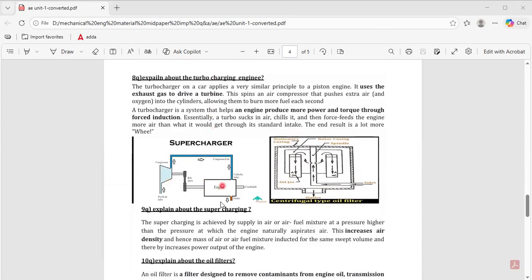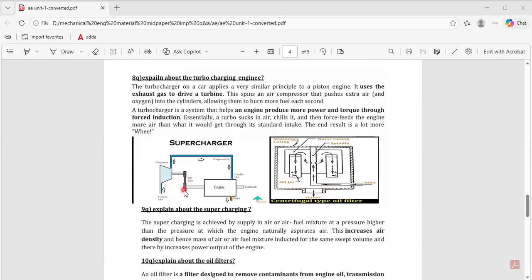Simply, this is the turbocharger or supercharger which is used here. You can see that fresh air is coming here. It is compressed, and only after that is it sent to the engine. Compressed air is sent into the engine, which is supercharging or turbocharging. The efficiency of the engine is increased when using a compressor at the inlet.